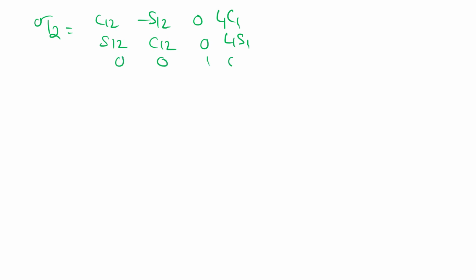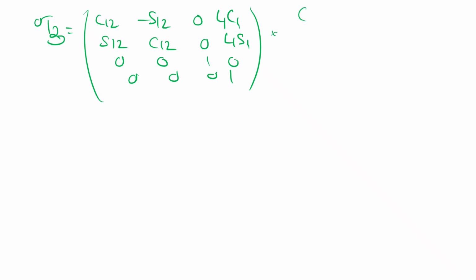So your T20 is equivalent to, I'm going to use C12. What is C12? Cos of (θ1 plus θ2), which is C1C2 minus S1S2. So C12, minus S12, 0, L1 C1. Then here S12, C12, and 0, L1 S1. Then 0 0 1 0 0 0 0 1. Then the next step is to multiply with this, so you have to multiply T31.